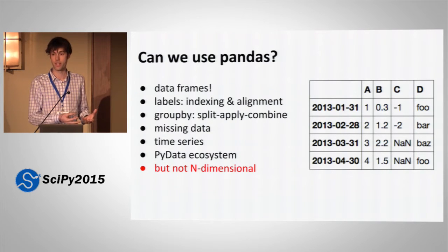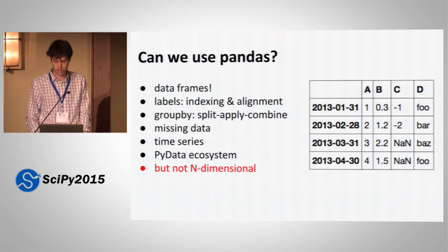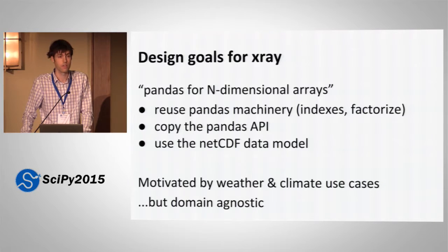So we'd love to build on pandas, but it doesn't work that great for these datasets because our data is fundamentally multidimensional. I don't want to lose that multidimensional tensor structure of my data. Pandas does have a three-dimensional panel object. In practice, it doesn't work terribly well. It's not quite the right abstraction. So this is our motivation for xray. Xray was designed as a tool to be like pandas, but for multidimensional arrays.